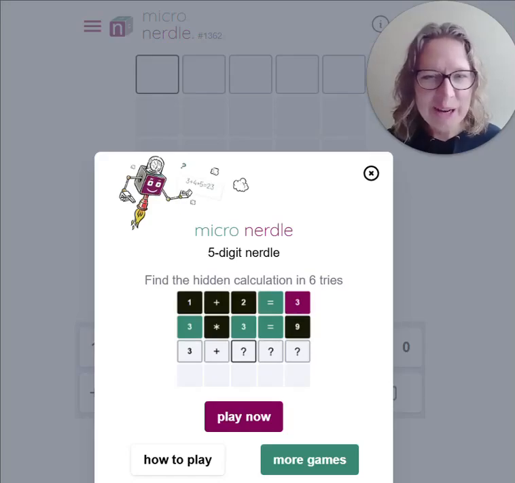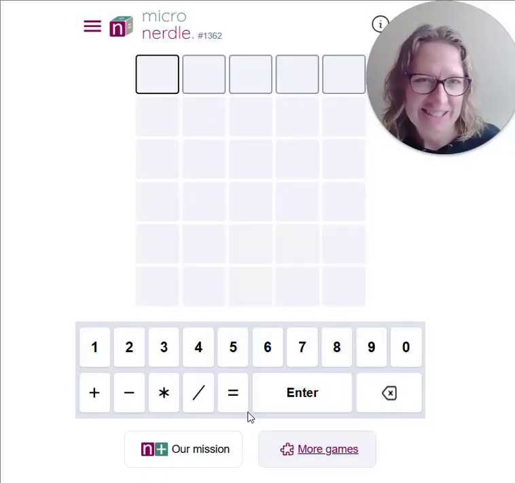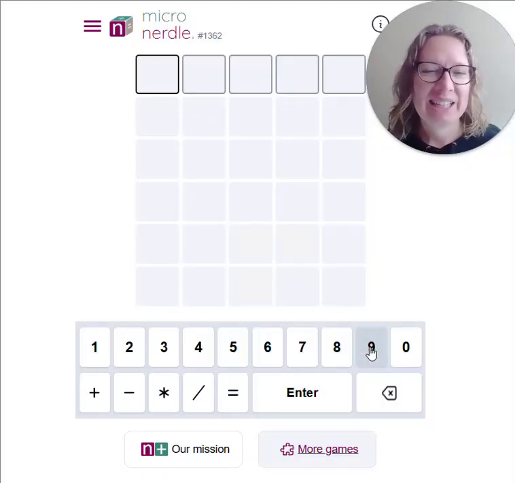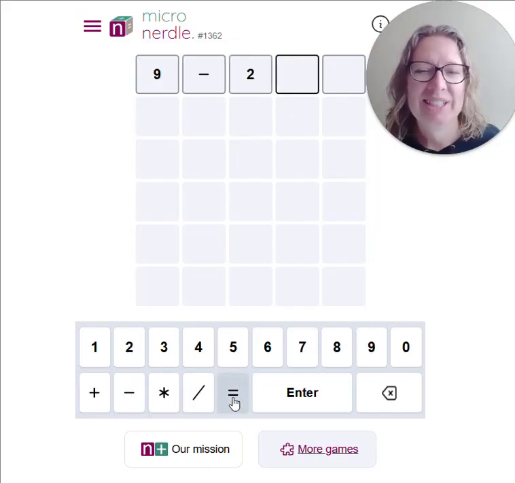It's time for another micro nerdle. Let's see how many guesses it takes us to get our equation of the day. Let's start with subtraction this time. How about 9 minus 2 is 7?